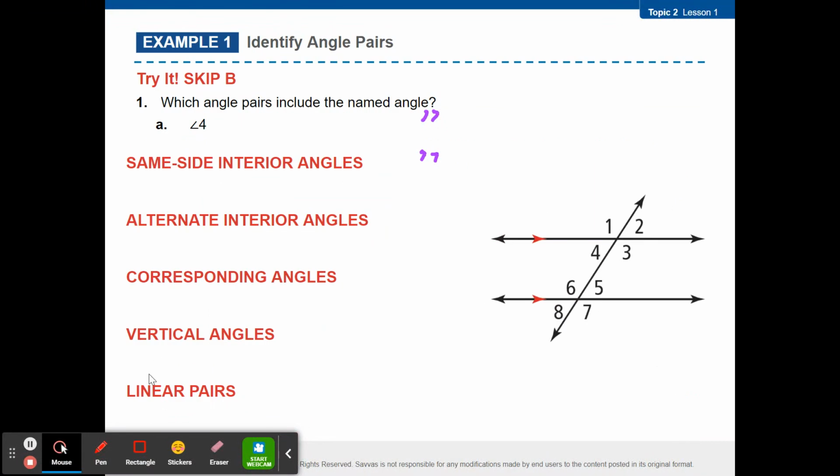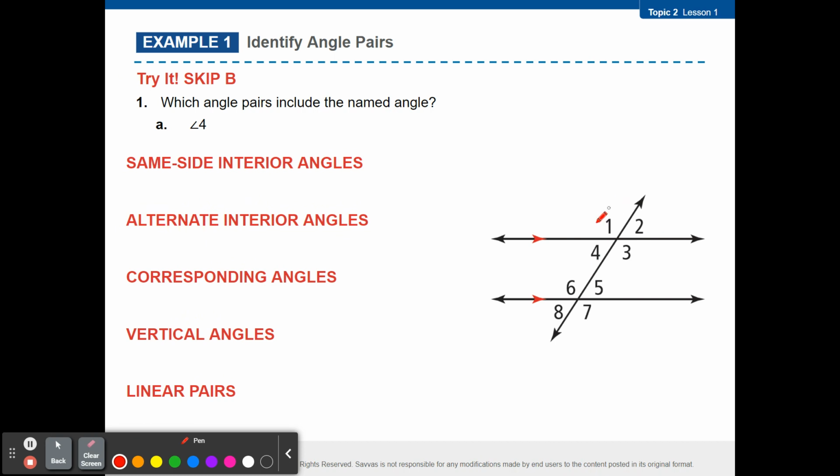All right, so what we're going to do is identify some angles here. Which angle pairs include the named angle? What we're looking for is same side interior angles. The same side interior angles are in between the two parallel lines and are right here or right here. Alternate interior angles are usually, again, between the two parallel lines, but they cross the transversal.